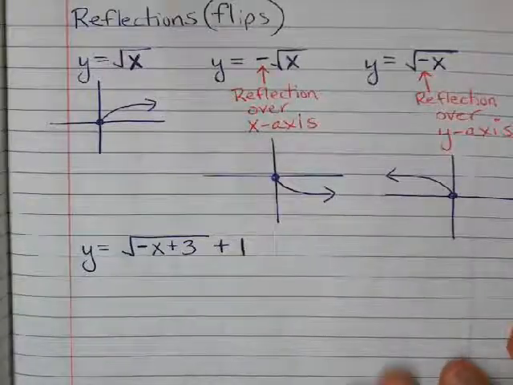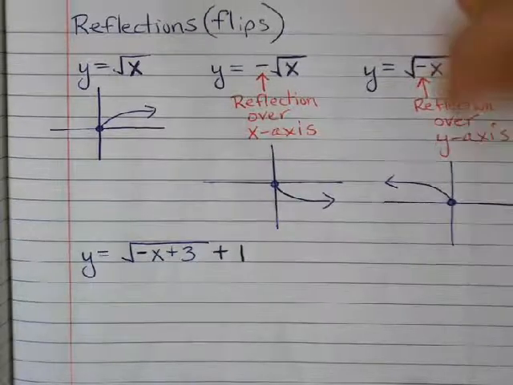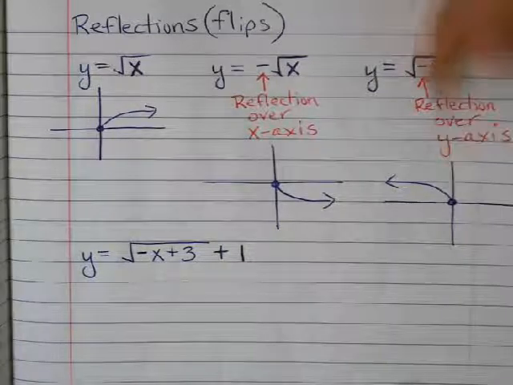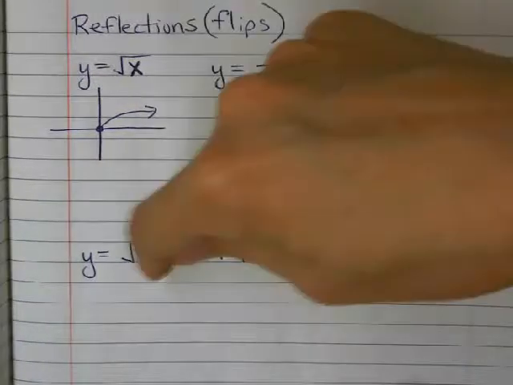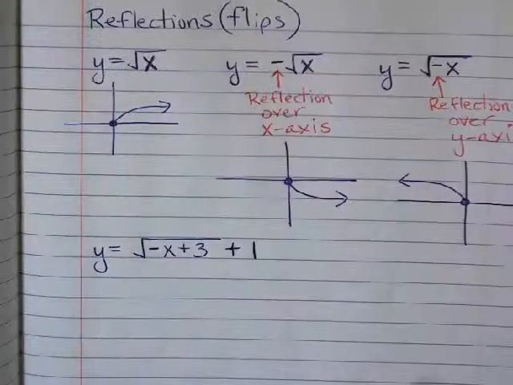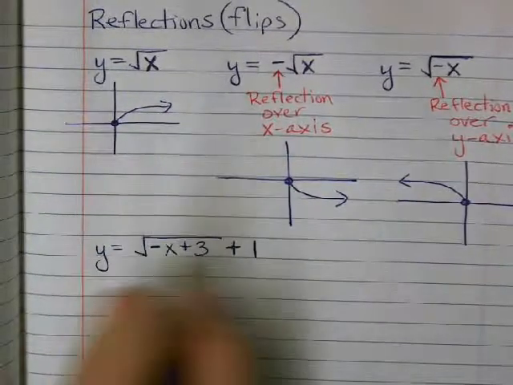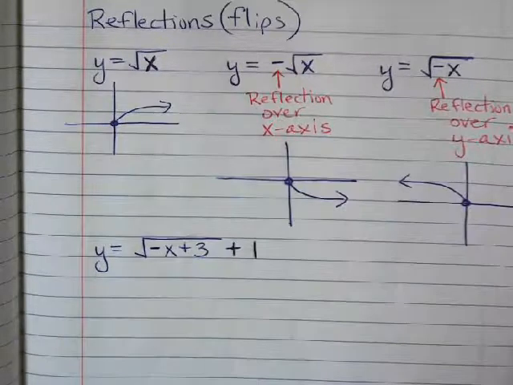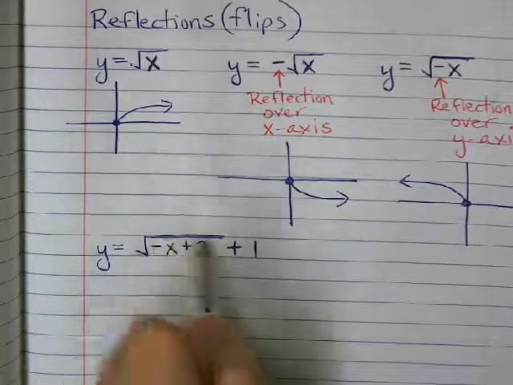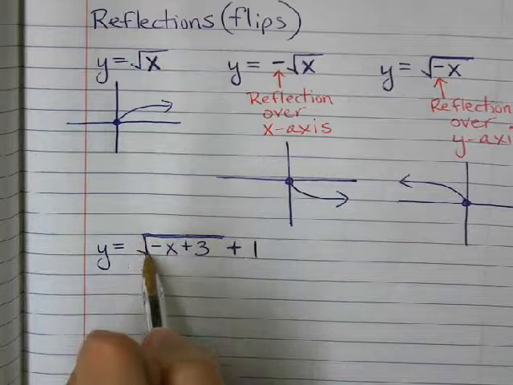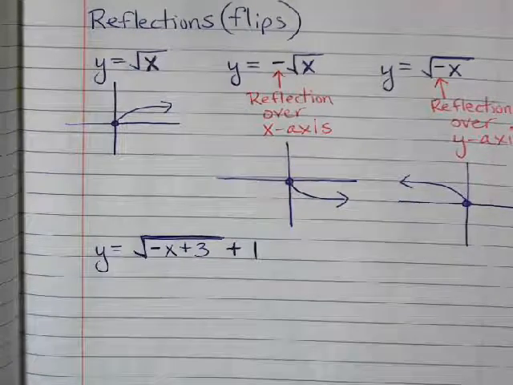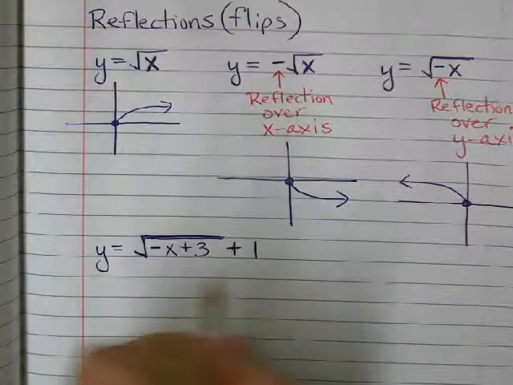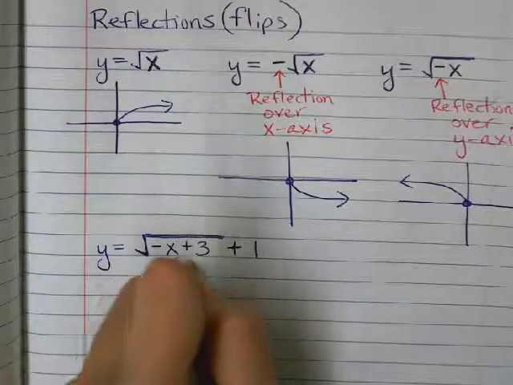Okay, I think the trickiest one is the one where the negative is inside the box, like this last example, this third one. When the negative is inside the box, it can be kind of tricky. And now that they added a number inside the radical, you have negative x plus 3.